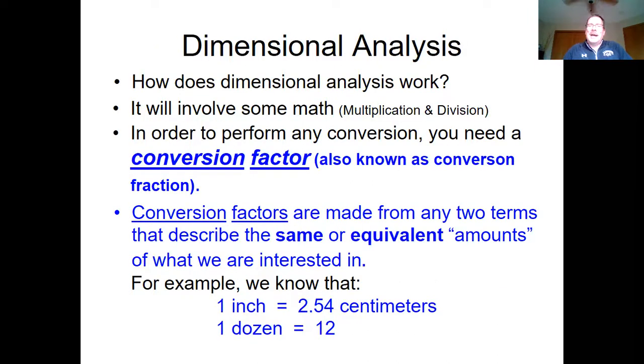So how does dimensional analysis work? It involves multiplying and dividing. In order to perform any conversion of units, you need a conversion factor or fraction, like we showed you, an equality. Something off of that table on the right side, on the other side of the periodic table, where it shows you volume, length, speed, things like that. So 1 inch is 2.5 centimeters, or 1 dozen is 12. Conversion factors are made from any two terms that describe the same or equivalent amounts. They're just written in different units.